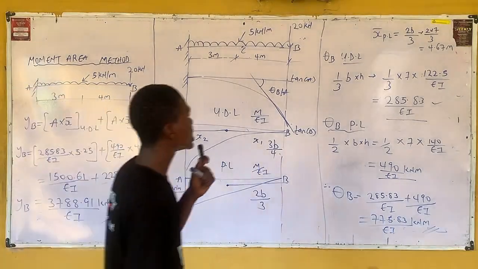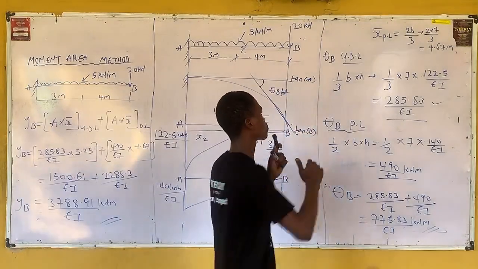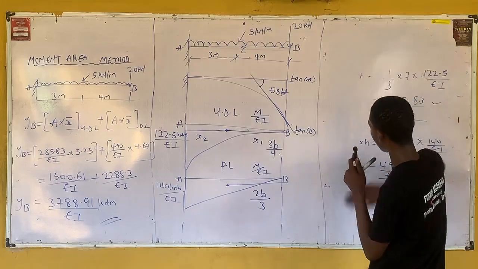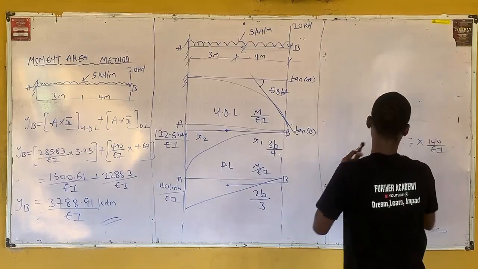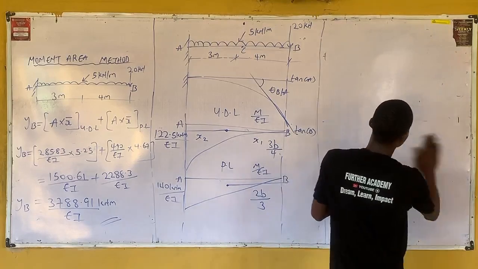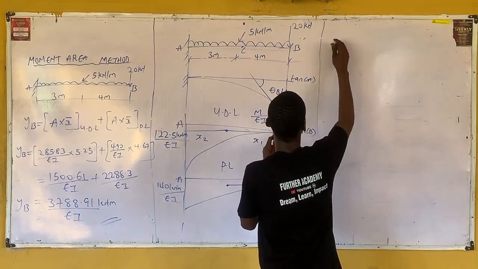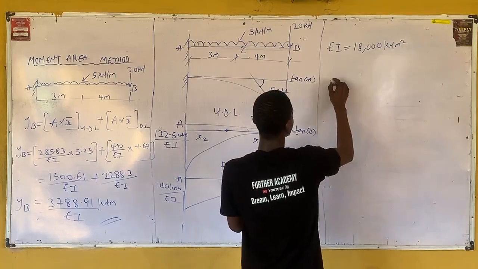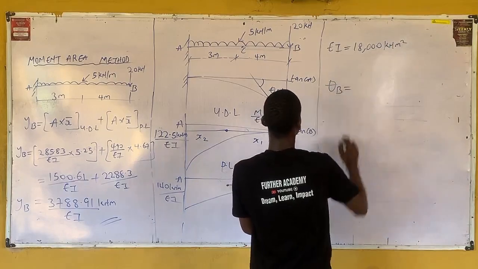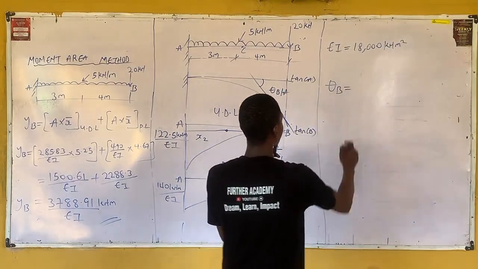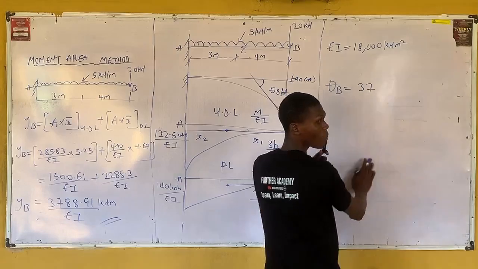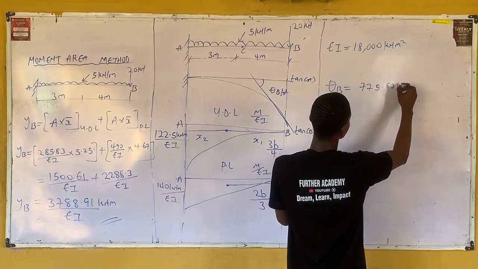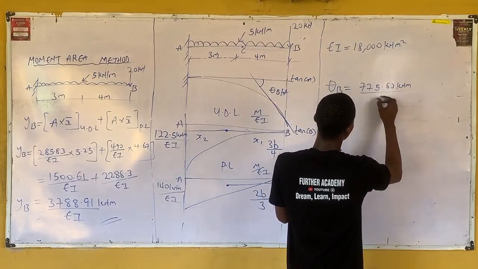From the question, EI is given as 18,000 kilonewton meter square. What's the value of EI? 18,000 kilonewton meter square. What's the slope at B? 775.83 kilonewton meter over EI.